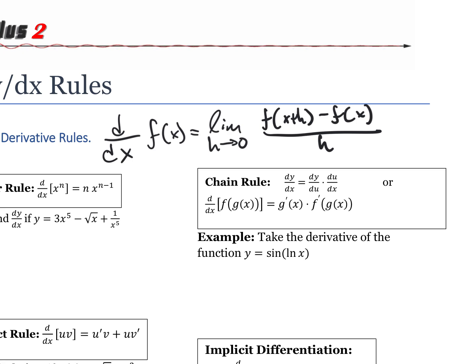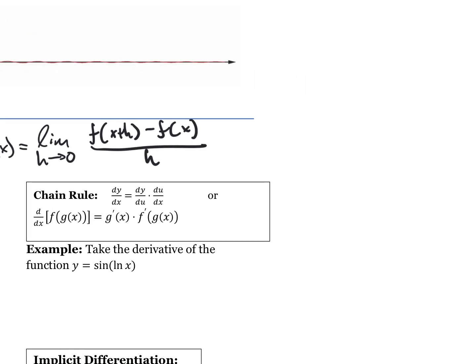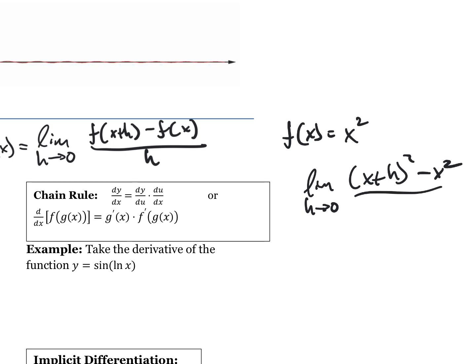Now, we can do that. We should be able to do this for lots of functions like f of x equals x squared. And we should be able to find the limit as h goes to 0 of x plus h squared minus x squared all over h. And as we do that, let's go ahead just for kicks and work this one out.